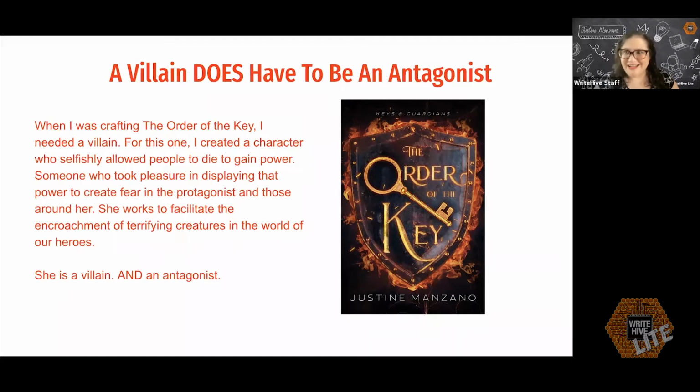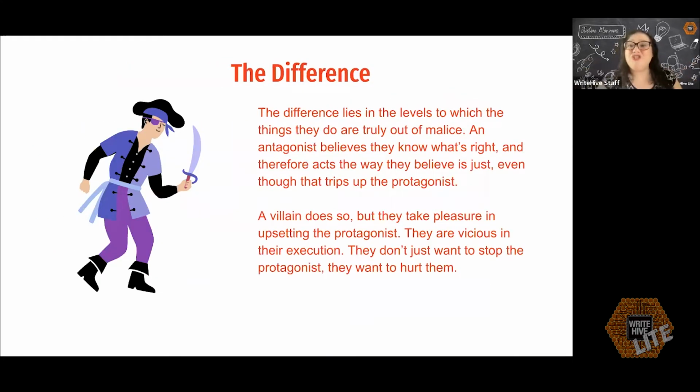And that is how you have a good antagonist, because a one-note antagonist, a muhaha villain, is a lot less fun and a lot less captivating than a well-rounded antagonist. So the difference lies in the levels to which the things they do are truly out of malice. An antagonist believes they know what's right, and therefore acts the way they believe is just, even though that trips up the protagonist. A villain does so, but they take pleasure in upsetting the protagonist. They're vicious in their execution, and they don't just want to stop the protagonist, they want to hurt them. So in that way, a villain is just a more malevolent character.